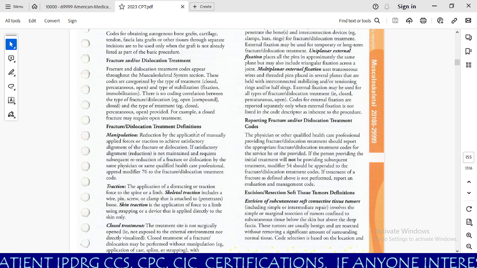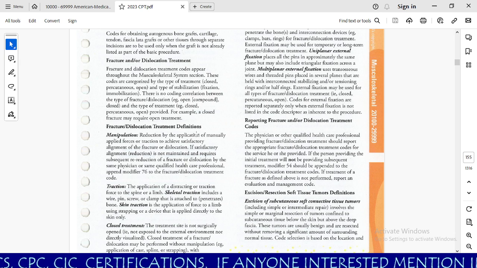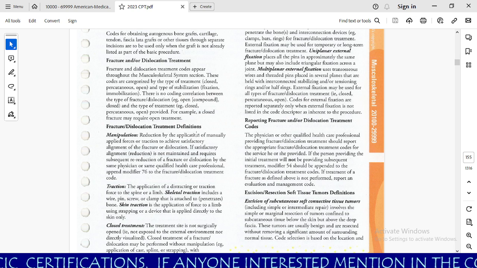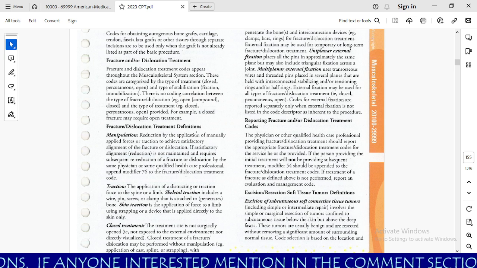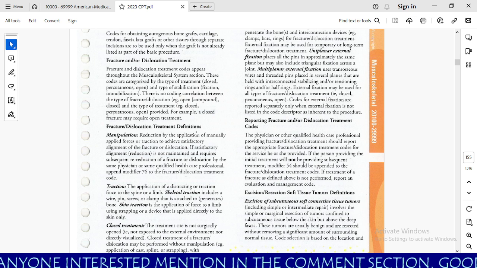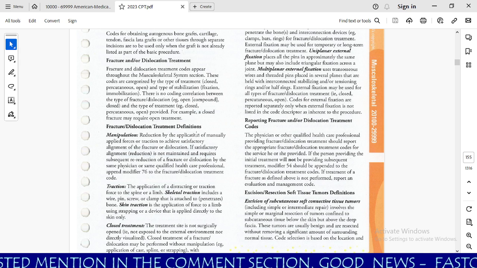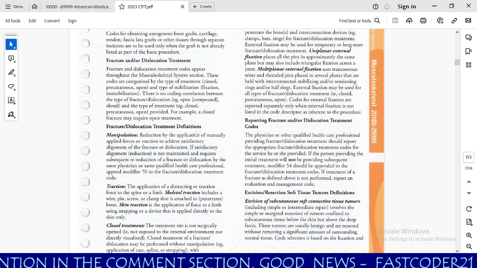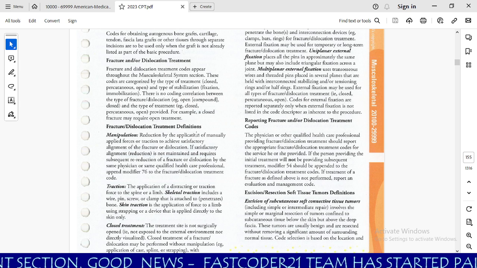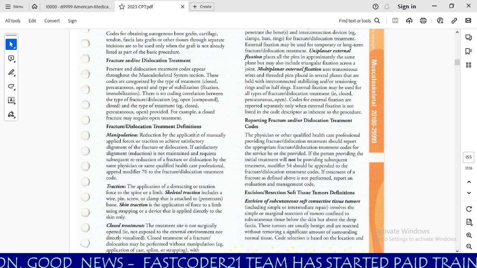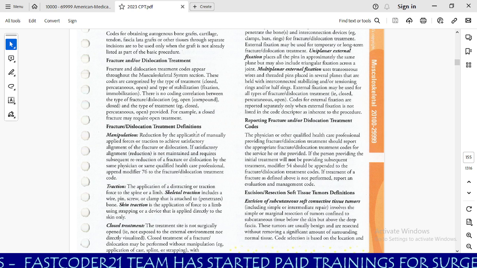Next, we have guidelines related to fracture or dislocation treatment. For both fractures and dislocations, we will use these guidelines. Fracture and dislocation treatment codes appear throughout the musculoskeletal system section that we will see. These codes are categorized by the type of treatment. As all of us know, we have closure treatment, where the physician will not open the fracture site, and we have percutaneous, where the physician will use the imaging system and insert or apply pins or rods using imaging guidance.